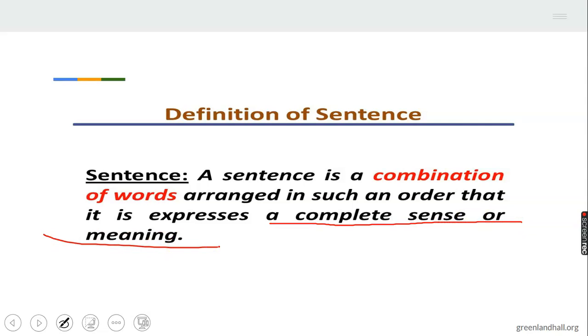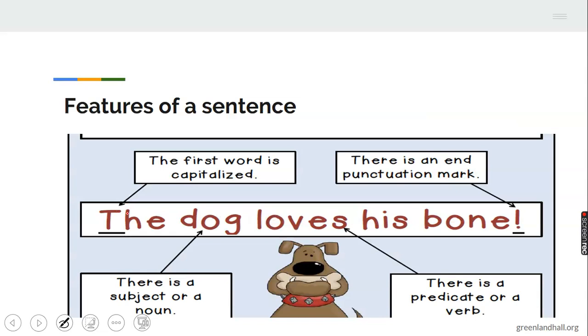So I will define the sentence again. A sentence is a combination of words arranged in such an order that it expresses a complete sense or meaning. So what am I trying to say in essence? A sentence must be able to express a complete sense. Meaning what? A sentence must make a meaning. Is that okay?